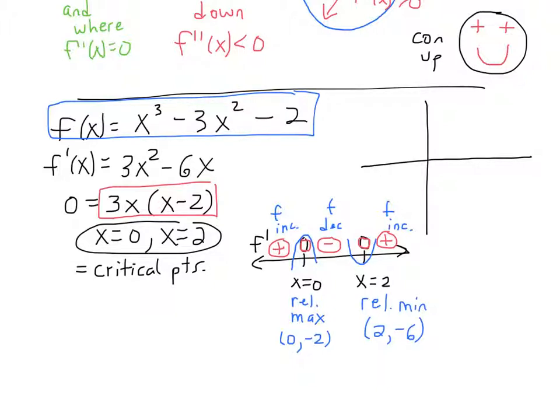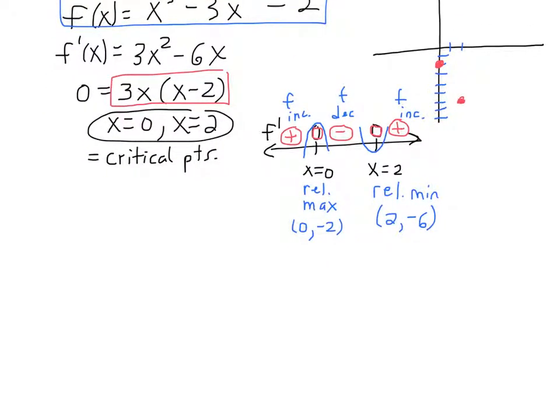So let's start our graph here. So we know 0, -2 is going to be on our graph. And we know that 2, -6 is going to be on our graph. So we have a relative max and we have a relative min. That's just telling us where the function is increasing, decreasing, where we have these min and max values. So now let's go to the second derivative.